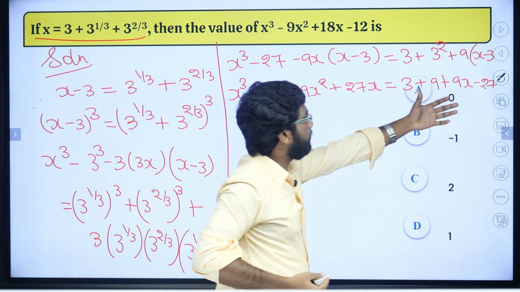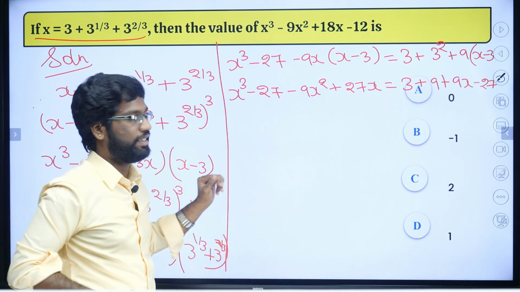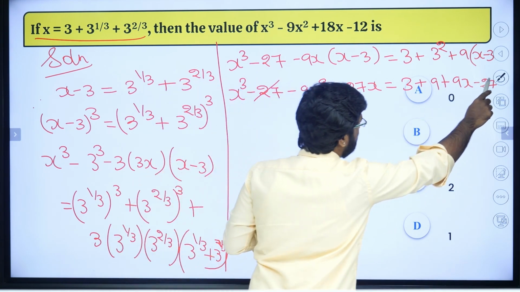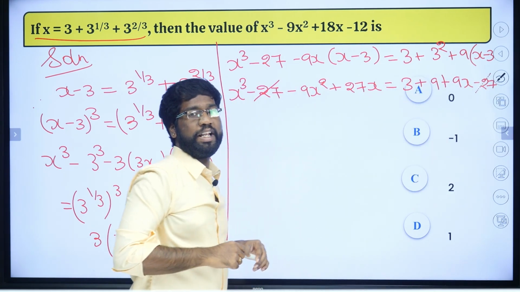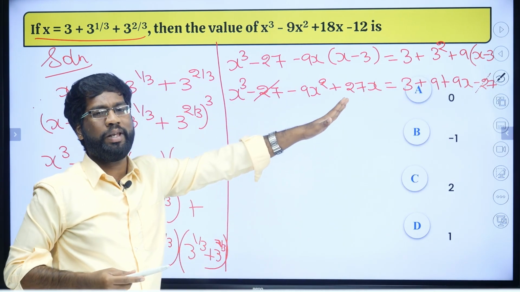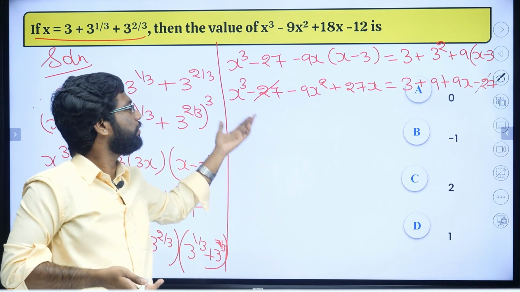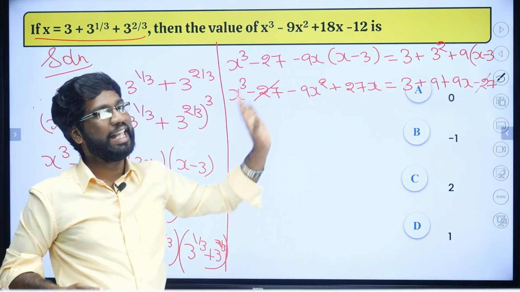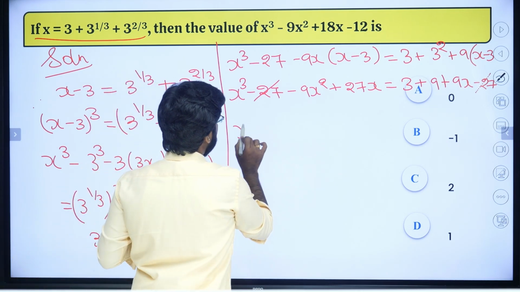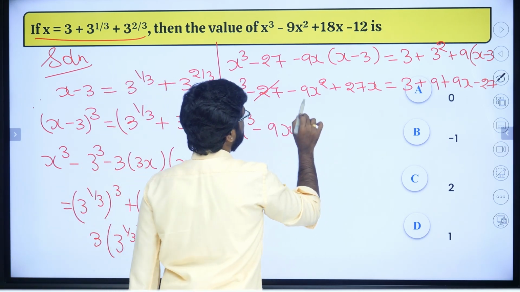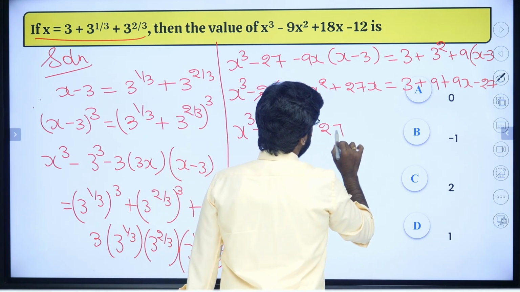Now I am going to bring all the terms to the LHS side, but before that, let me cancel out this minus 27 and this minus 27, my dear students. However, both are going to be 0 only. If I bring that term to this side, plus 27, it will become 0. So right now itself I cancelled it out, my dear students. X cube minus 9x square plus 27x.